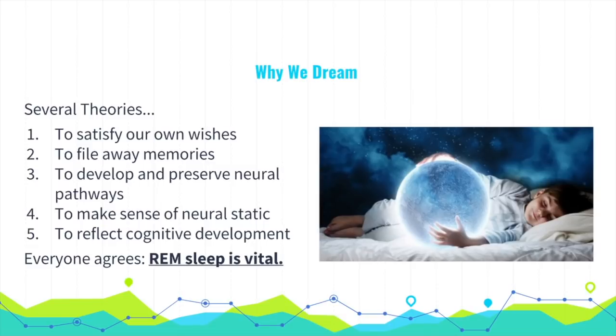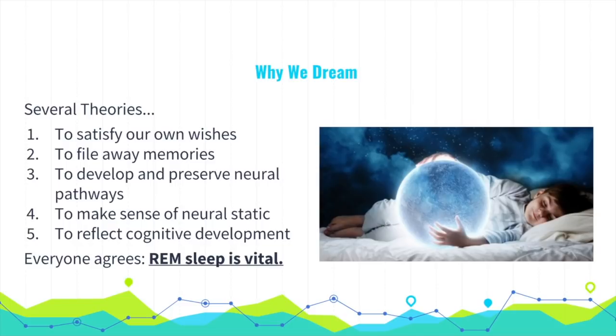A third theory is that we sleep to develop and preserve neural pathways. Indeed, some researchers assert that dreaming stimulates the brain periodically. A fourth theory is to make sense of neural static. The activation synthesis theory asserts that neural activity originating from the brainstem and spreading upwards into the brain causes dreams.